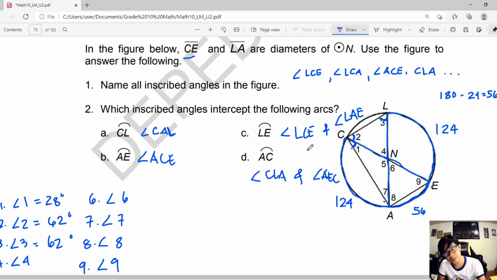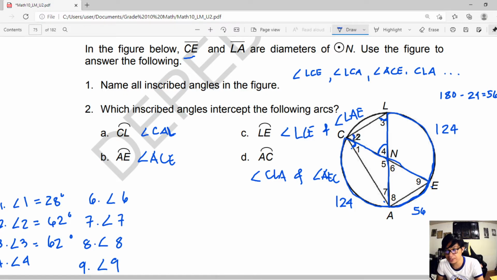Okay, next, we have angle 4. Ano ang measure ng ating angle 4? Angle 4 is not an inscribed angle. Hindi siya inscribed angle kasi ang vertex niya is the center of the circle. Ibig sabihin, angle 4 is a central angle. Now, what is the relationship between the measure of the central angle and its intercepted arc?